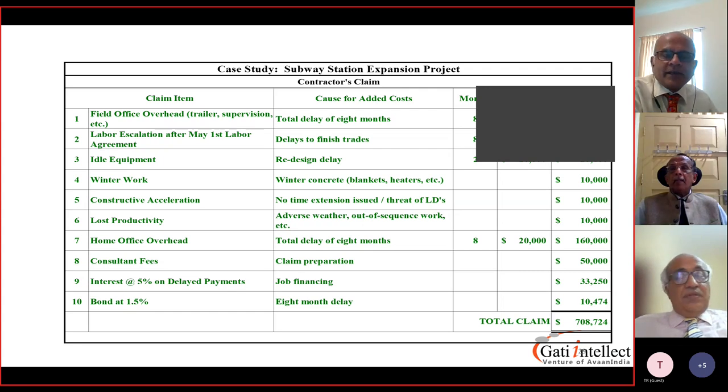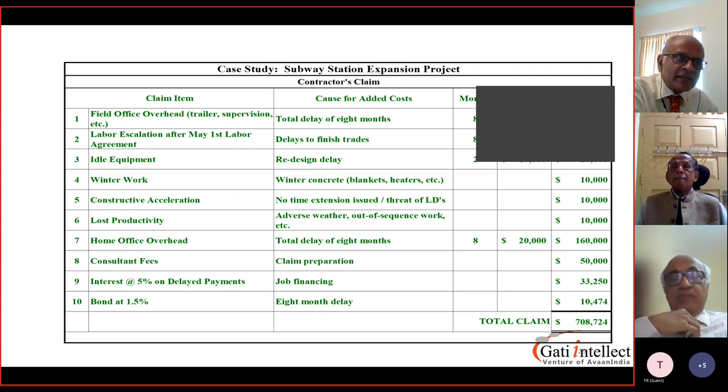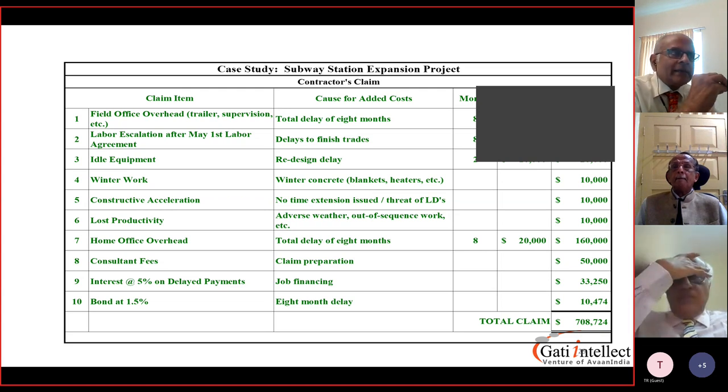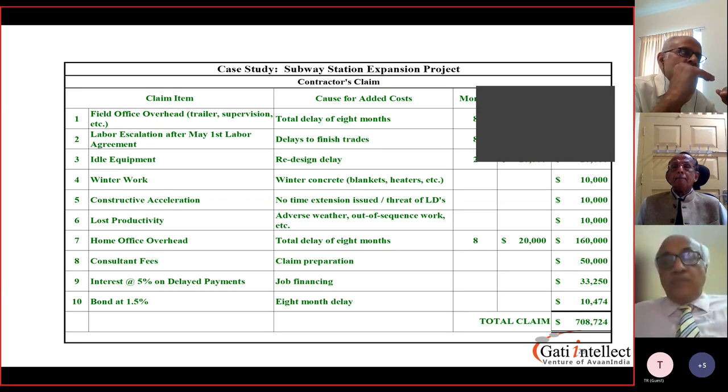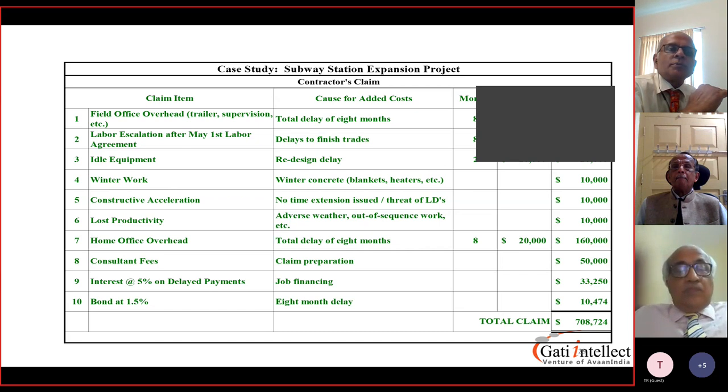Yeah. Anyway, so you have a problem statement now from the fishbone analysis, which says that there is a claim staring at you of $7,08,724. So as we spoke of the problem statement, you need to unravel it. What are the causes and effects? And what were the effects that led to these causes? And once you get to those effects and figure out the nature of the effects, then you would be easily able to correlate them with the scope of work, where certain things are attributable to the contractor, certain things to the owner.